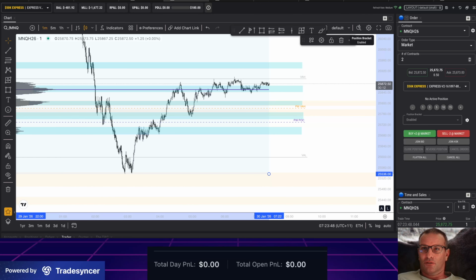And below, there's not much showing below at the moment. 25,850 until around about here. It's just below point of control. Actually right on it. The Bookmap showing point of control for this session at 25,860, which is here.